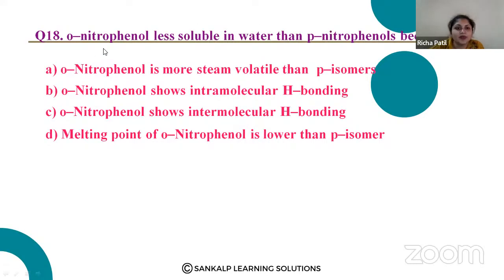So next question. Ortho-nitrophenol is less soluble in water than para-nitrophenol. What is the reason why ortho-nitrophenols are less soluble in water than para-nitrophenols?